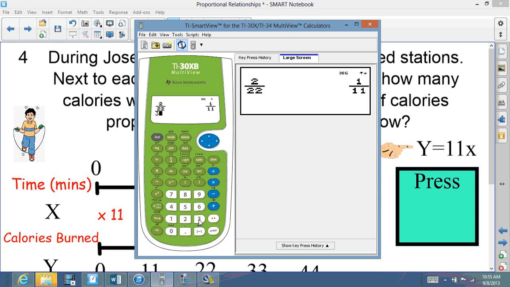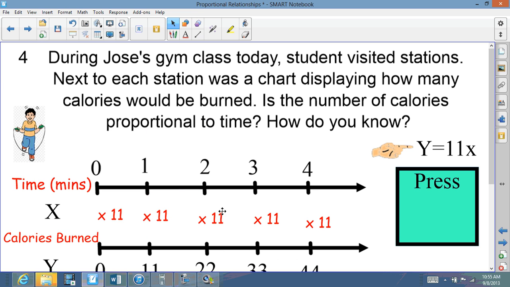What about 3 over 33? That reduces down to 1/11. And 4 over 44. That reduces down to 1/11. So, yeah, all of those fractions are the same. So they all have the same fractional value.